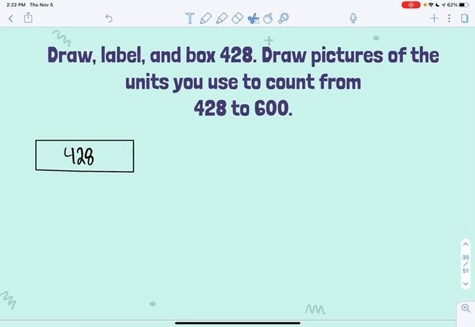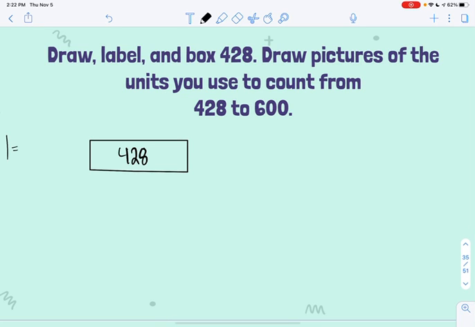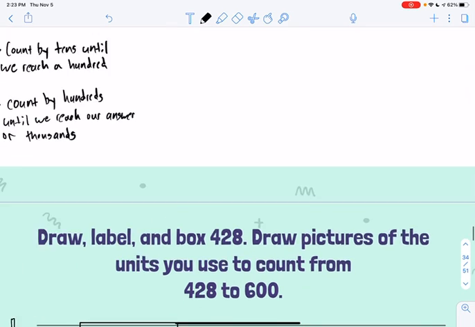So what I want to do is give you a little key because it says to draw, label, and box. So I'm going to use kind of like little place value things, except they're going to be a little different. So my 1 is going to be a little skinny rectangle. My 10 is going to be a thicker rectangle, more like a square. And my 100 is going to be an even bigger rectangle. So for 428 to 600, I need to start with my ones.